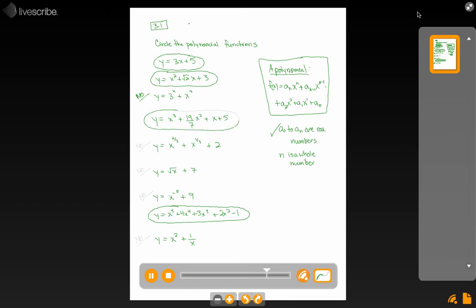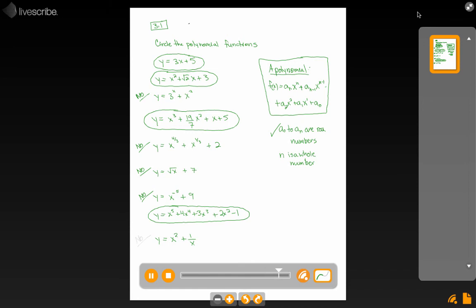The next one, the exponents are fractions, which means that they're not whole numbers, so the answer is no, that one's not a polynomial. This next one is a radical function, as we saw in chapter 2. Same thing as x to the 1/2, not a polynomial function. The next one has a negative exponent, not a polynomial function. The next one has a lot of terms here, x to the 5, x to the 4, x to the 3, x to the 2.